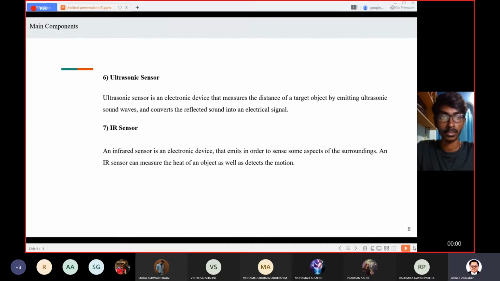Then we have the ultrasonic sensor, which is used to detect the distance of an object. It will be placed at the front of the robot to check if there's any obstacle. And then there's the IR sensor, which will be placed at the back of the robot to check if there's any obstacle when you're moving backwards.